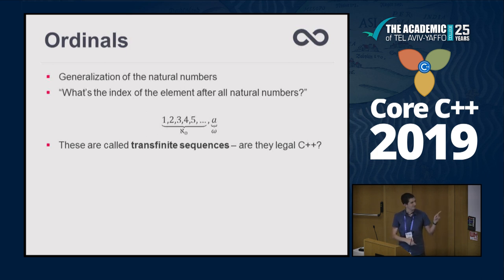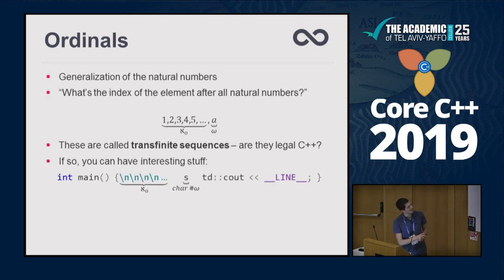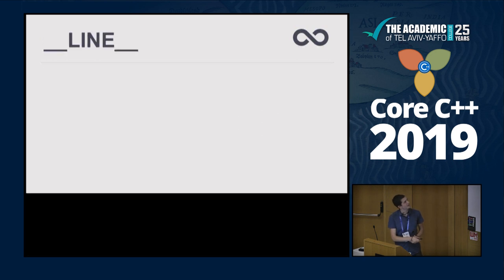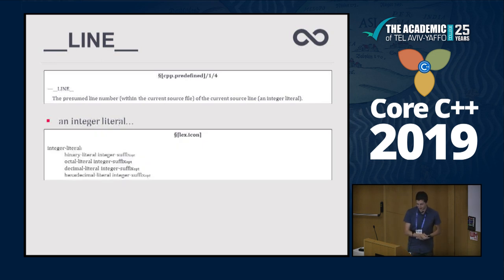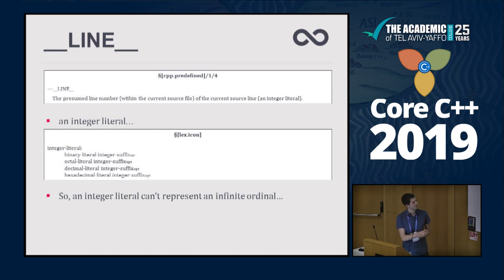Question: is this valid C++? If it is, you can have something like this: int main, start main, do infinitely many new lines, then have std::cout and print out the line number. What would happen with such a thing? Let's see if this works. What is __LINE__, though? The presumed line number within the current source file of the current source line. An integer literal. What is an integer literal? Well, it's one of the integer literals, unsurprisingly. There is no integer literal that represents omega, so this won't work.